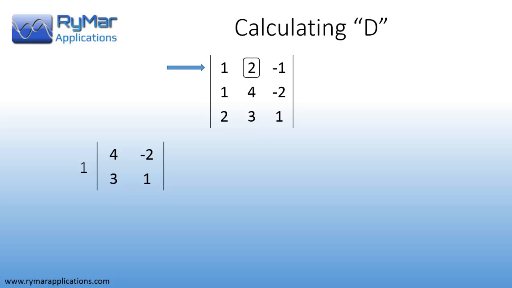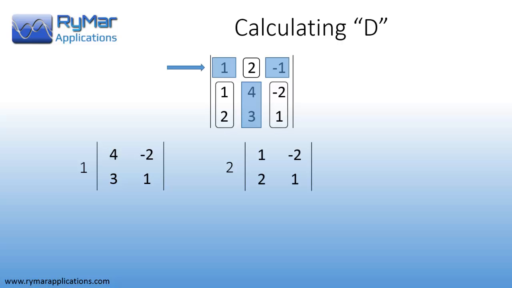Okay, now we'll move over to the next element in that row. Cross out the row and the column associated with the 2. Again, take note of the numbers that are left over. We'll bring our 2 down and create a little 2 by 2 with the numbers that were left over.